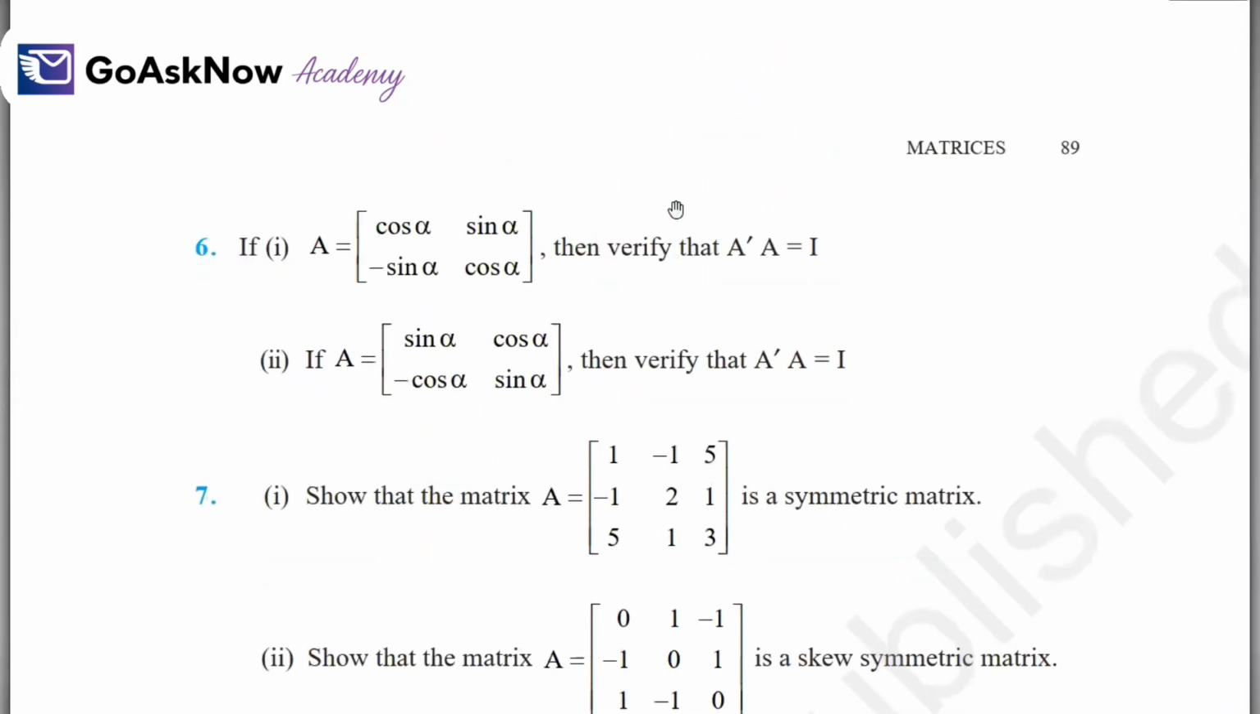If A is equal to cos alpha, sin alpha, minus sin alpha, cos alpha, then verify that A'A is equal to I. So we will do this question. This is one property also, that if you take the transpose and multiply it with the original matrix, you will get the identity matrix. Let's see how it has been solved here, and we will see the proof of this.